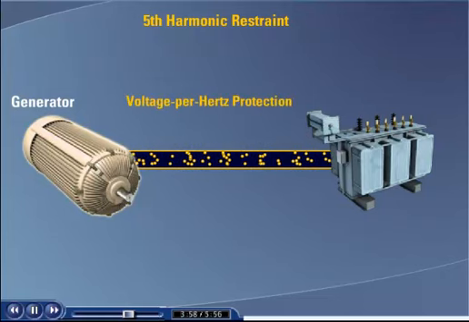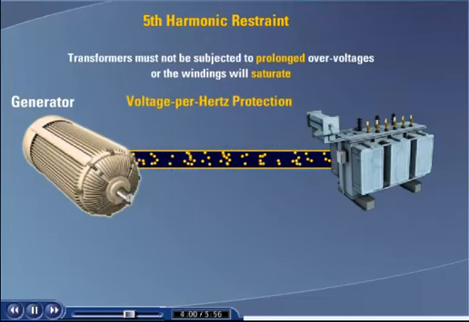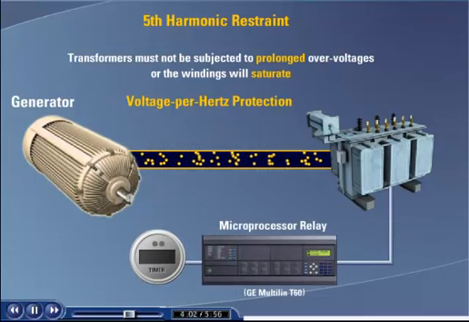Voltage per Hertz protection. Transformers must not be subjected to prolonged overvoltages. For maximum efficiency, they are operated near the knee of the iron saturation curve, such that slight overvoltage results in significant exciting currents in the transformer. The voltage per Hertz element is set up as a backup to the generator control system and the differential element when blocked by the fifth harmonic restraint feature just discussed.